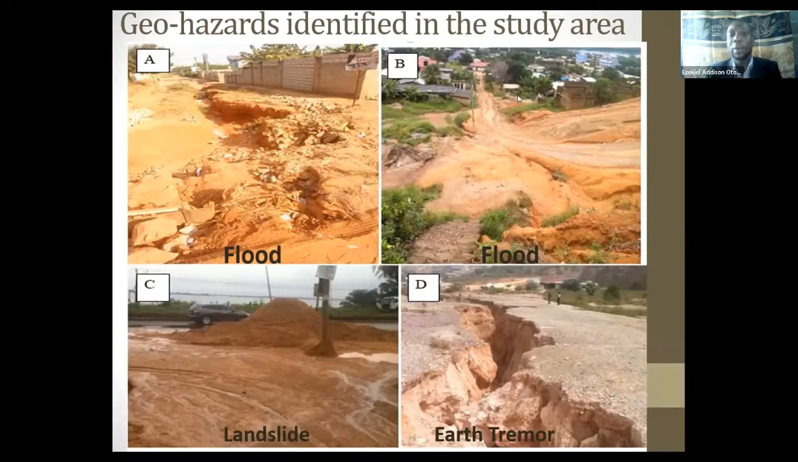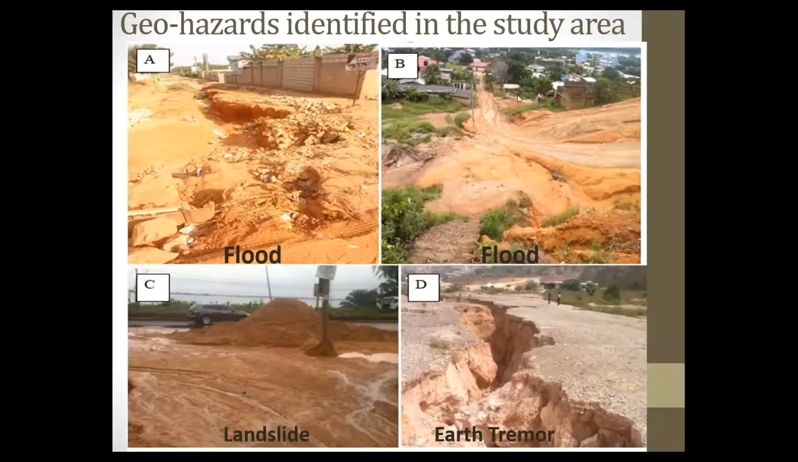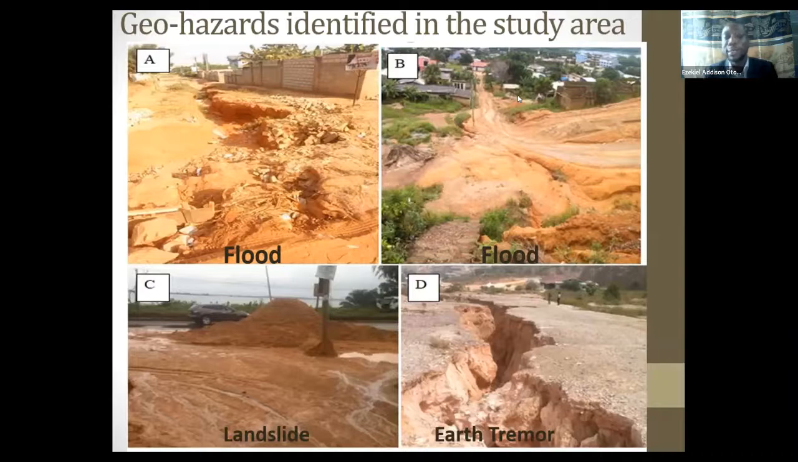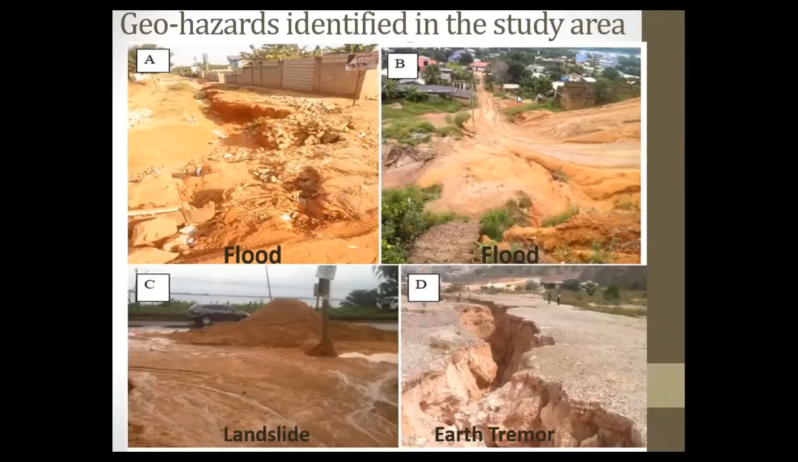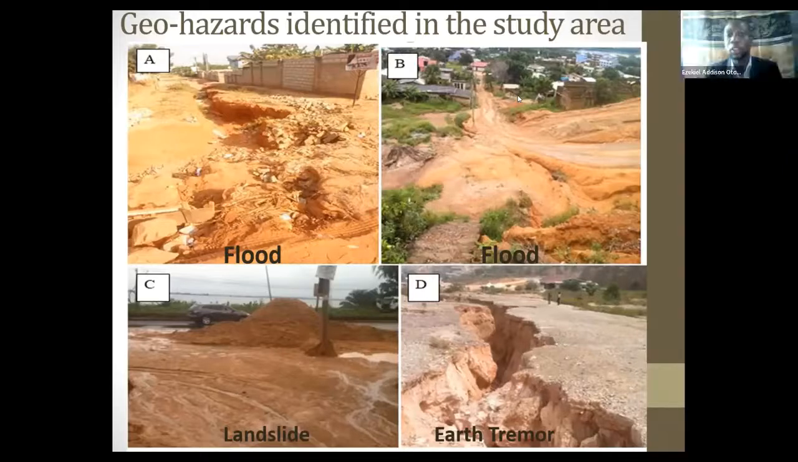This sand is carried from the top of the mountain and runs down straight to the middle of the road. This sometimes causes traffic for hours, unless the disaster management board comes to clear off this sand before the traffic is eased. Picture D also shows evidence of an earth tremor within the area.